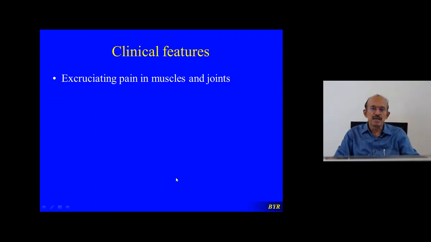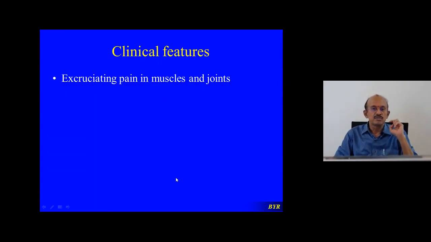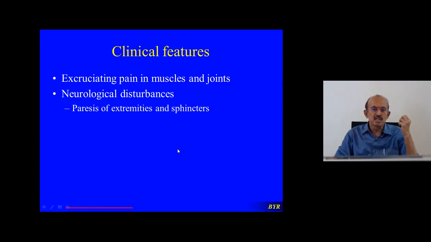After finishing the work, if the patient ascends in a fast lift, moving fast, there is no time for the dissolved nitrogen to go out slowly. All of a sudden it bubbles out and produces air embolism. So the bubbles occur in the blood vessels. These blood vessels will be blocked with these bubbles and cause excruciating pain in muscles and joints. Neurological disturbances like paresis of extremities and sphincters can be there.